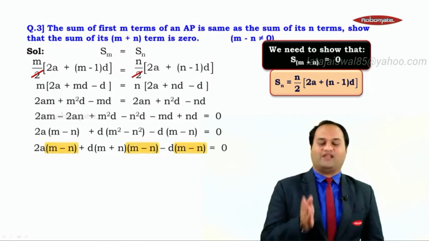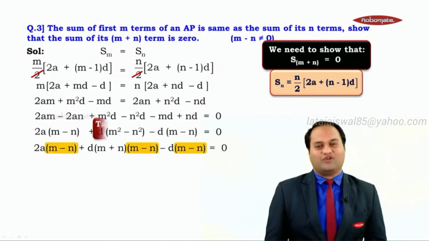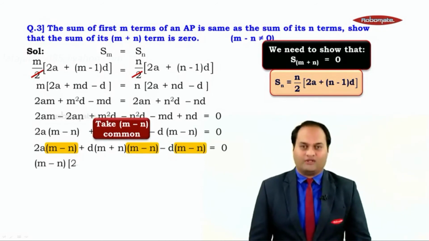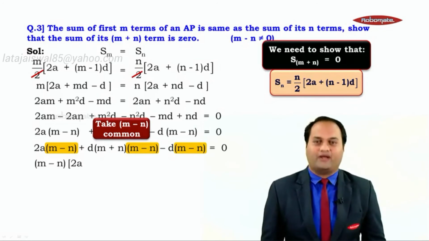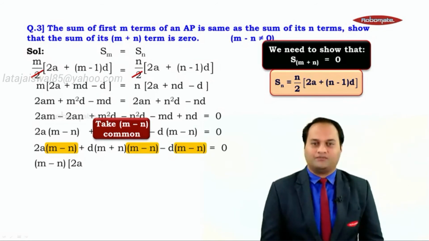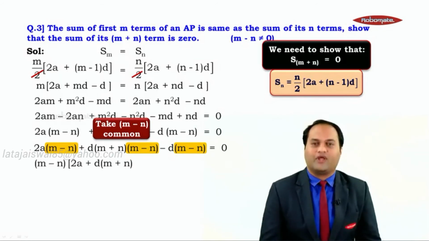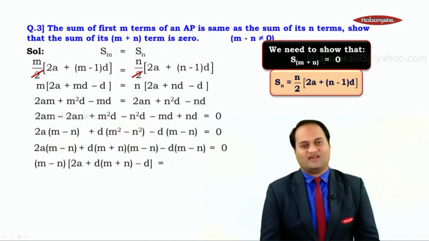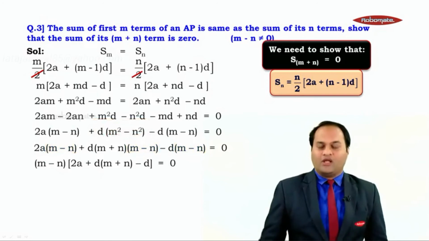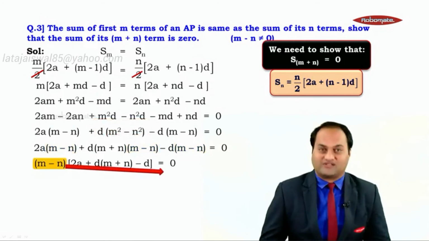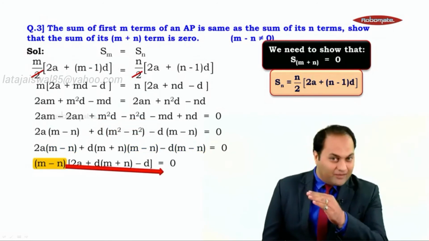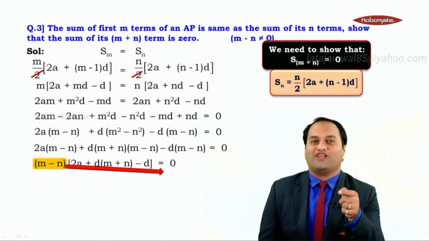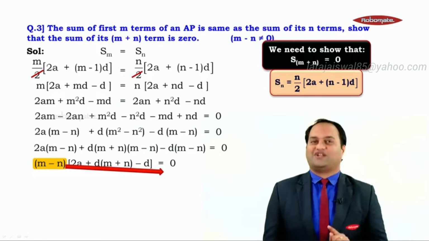Now m minus n is present in all the three terms, so let us take m minus n common. When you take m minus n common, what remains inside the bracket is 2a from the first term. From the second term, it's d into m plus n, and from the third term, it is minus d, is equal to 0. Now you can take m minus n to the other side. Now this is important. You are able to take m minus n to the other side because m minus n is not equal to 0. That is the reason that condition is given.